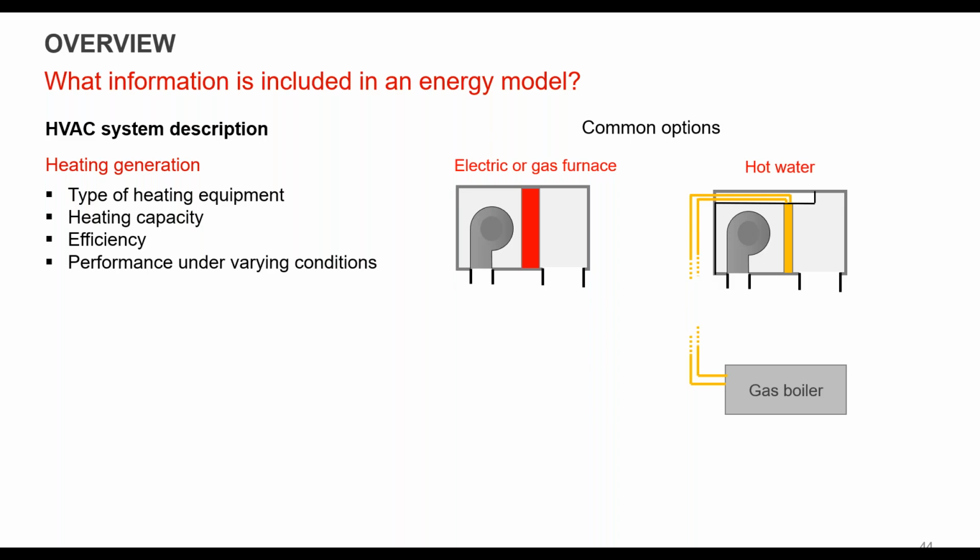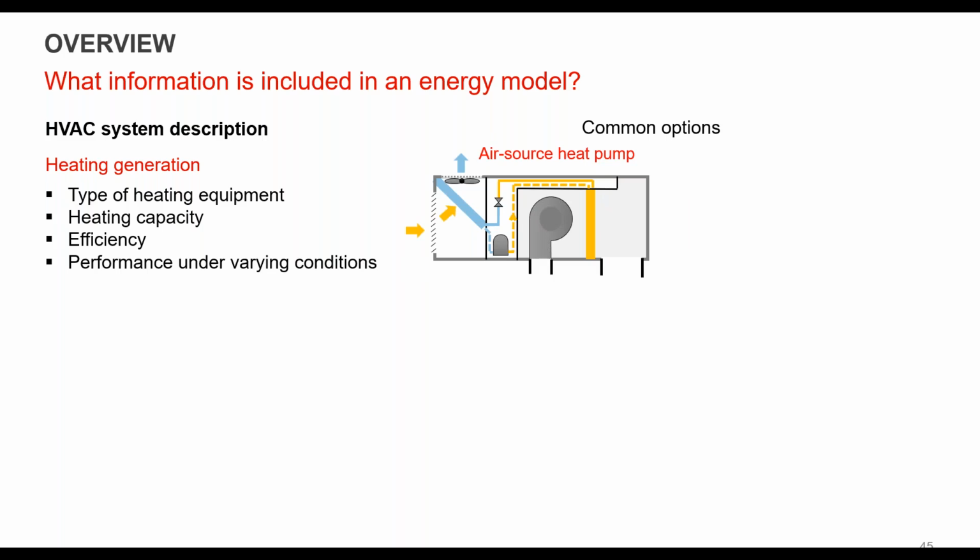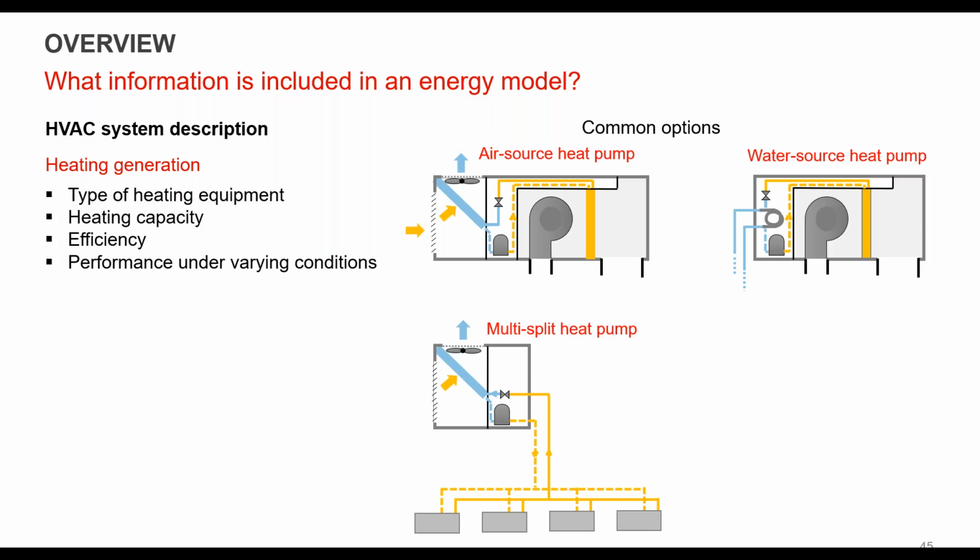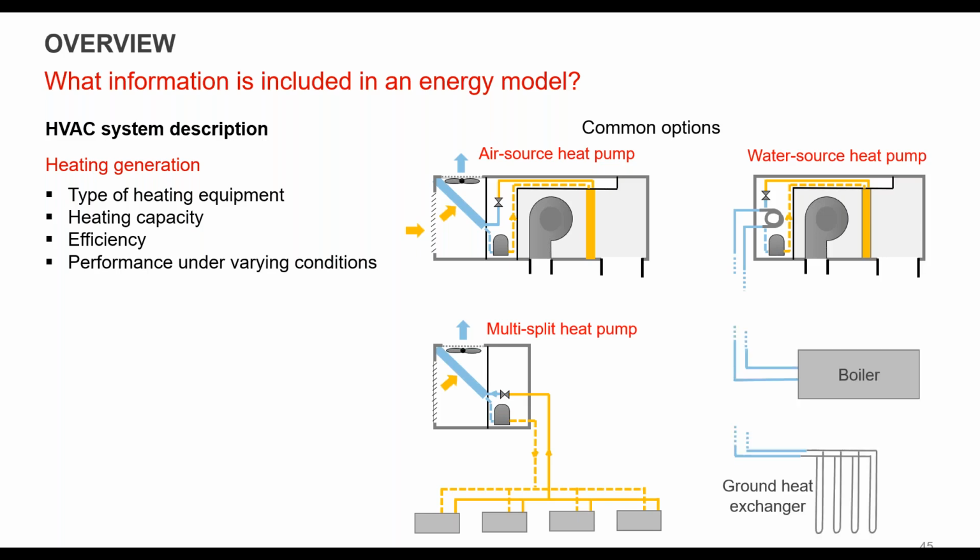You could have hydronic hot water with boilers, heat pumps. You could have air source heat pumps on rooftops, multi-splits as well, water source heat pumps with the boiler, ground loop heat exchangers. So again, very similar, and you could have combinations of all these kinds of systems as well.